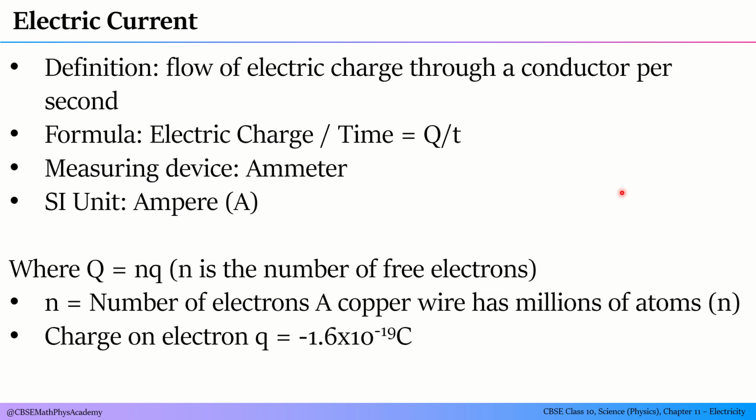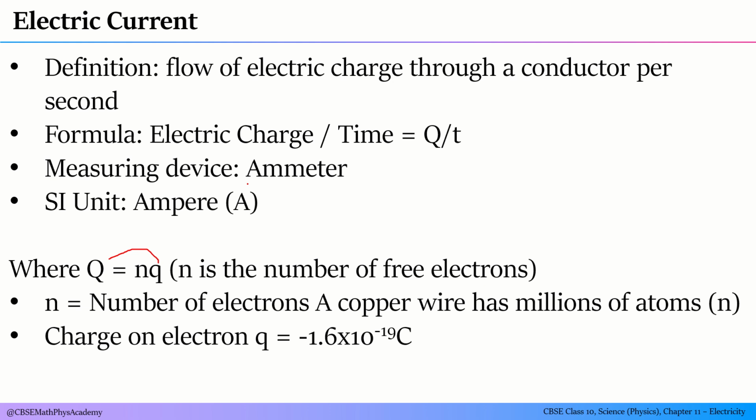the electric current again. Electric current is nothing but the flow of electric charge through a conductor per second. Electric current is calculated by the formula Q by T. Q is charge, T is time in seconds, and Q we saw was the number of electrons into the charge per electron. That's how there's a difference between capital Q and small q. So please note that small q is the charge per electron, that's 1.6 into 10 power minus 19, whereas capital Q is the electric charge.